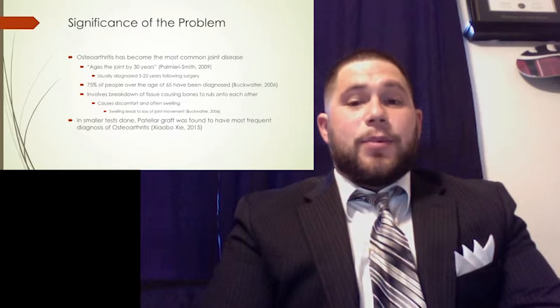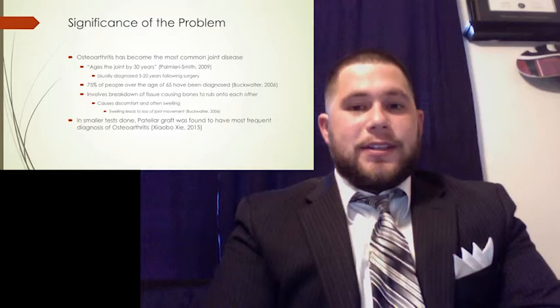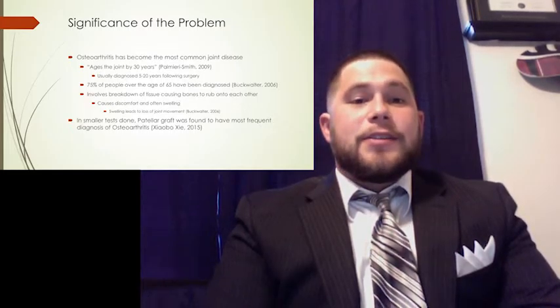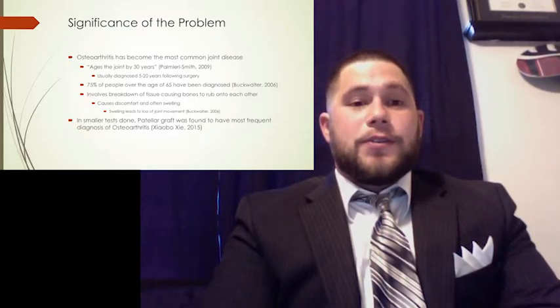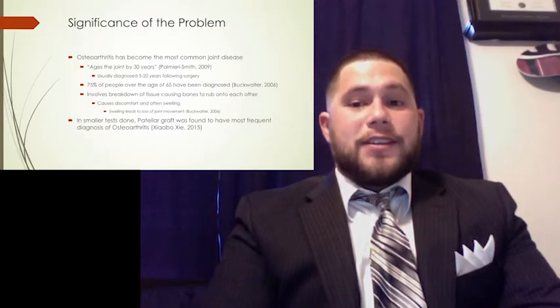The significance of the problem. Osteoarthritis has become the most common joint disease. It's said to have aged the joint by 30 years. It's usually diagnosed 5 to 20 years following the surgery to fix. 75% of people over the age of 65 have been diagnosed with this condition.